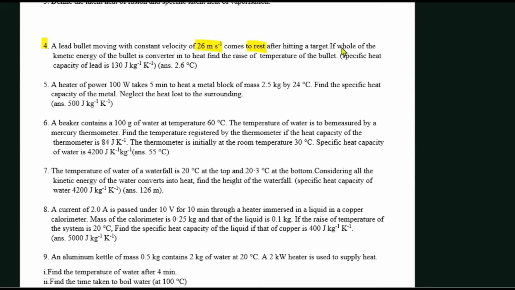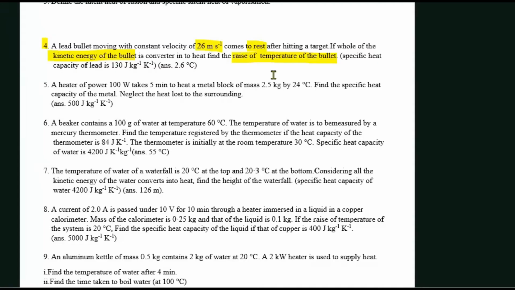If the whole of the kinetic energy of the bullet is converted into heat, they're saying if the complete kinetic energy of the bullet is converted into heat, find the rise of the temperature of the bullet. How much the temperature of the bullet is raised, that is what they are asking. So let us see the question. This is the fourth question.